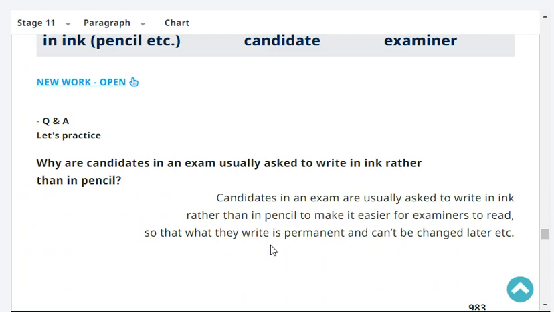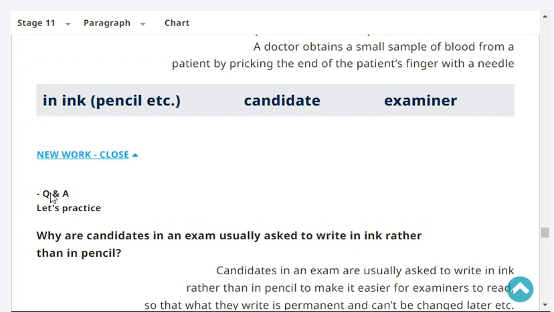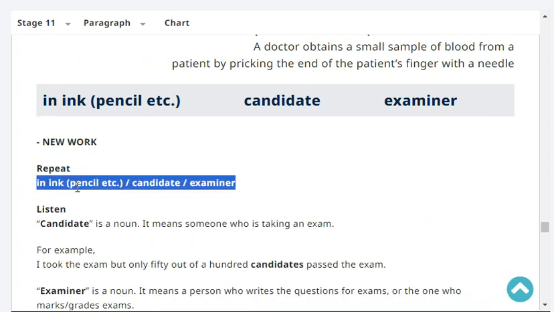And that's the end of our revision. Let's have new words. Okay, let's have the first one. Repeat. Ink. Ink. Very good. Candidate. Candidate. Examiner. Examiner. Very good.